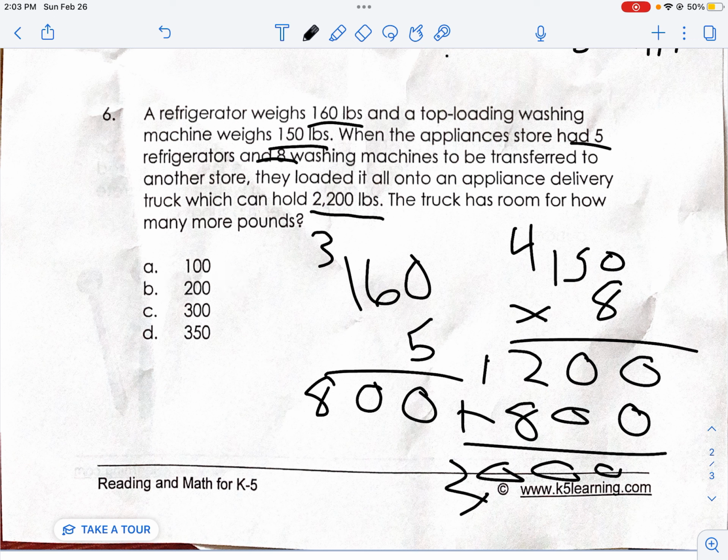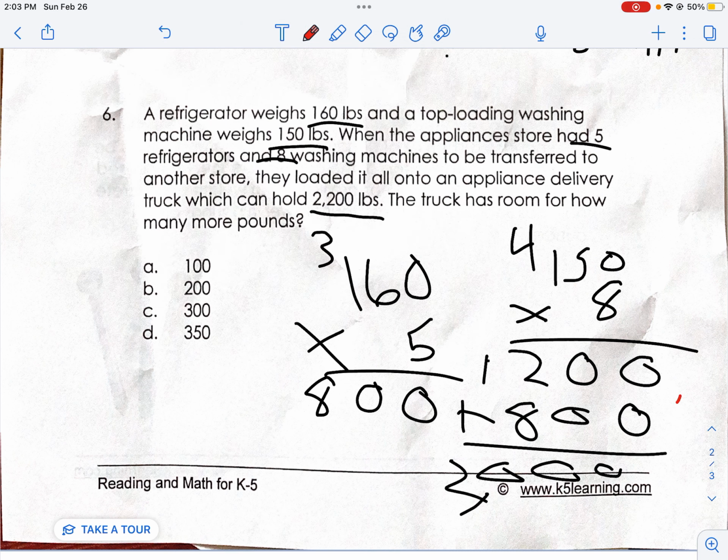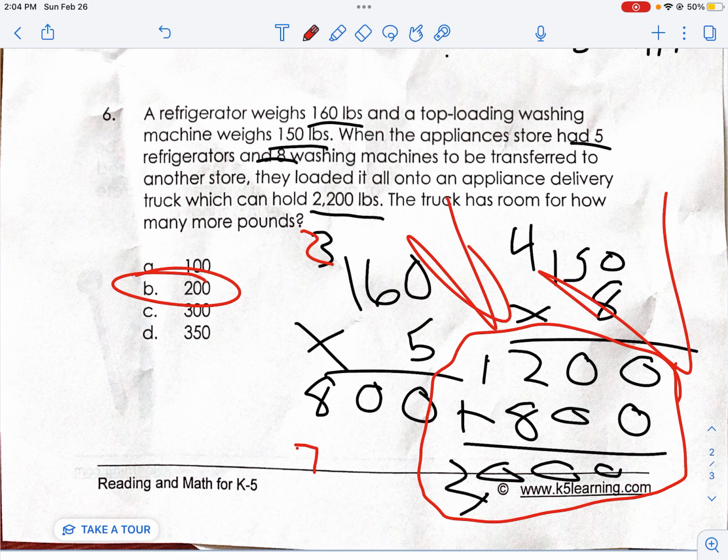And you should notice that all of these numbers are pretty similar. Like if you look at all these answers, 100, 200, 300, 350, it's because they want you to make a mistake right here. They're hoping that you make a mistake adding these numbers together, because let's say you thought 6 times 5 was 20. That's going to change your answer to 700, and that's going to give you 1,900, which would mean you would get this as an answer, but it's not. It's B. They want you to make a mistake right here.